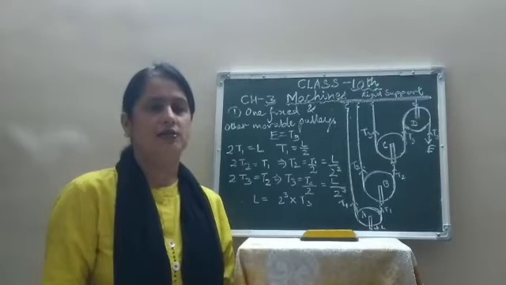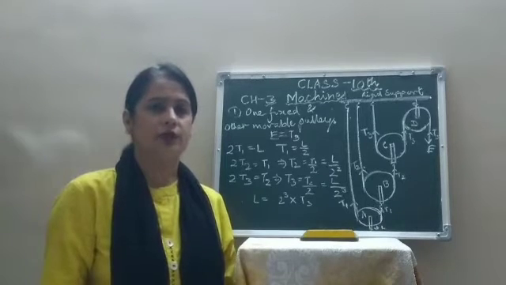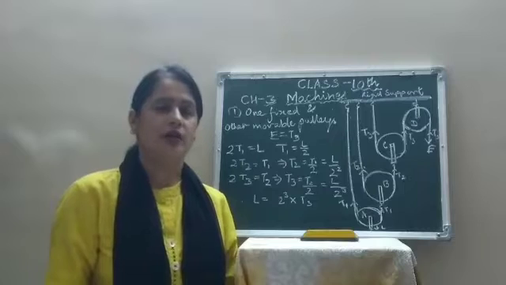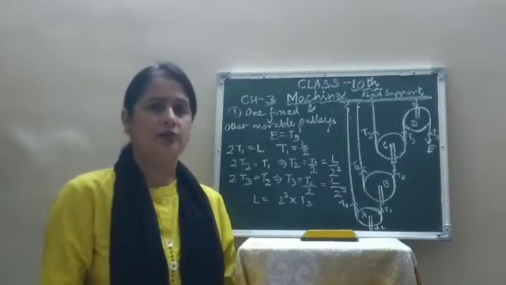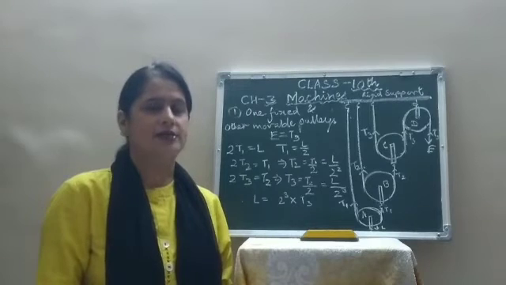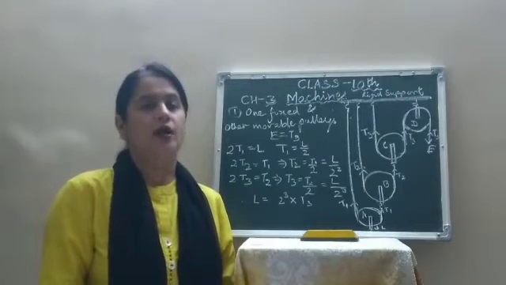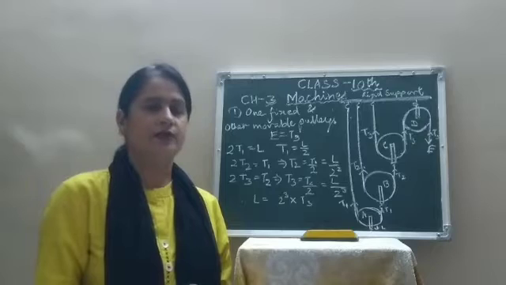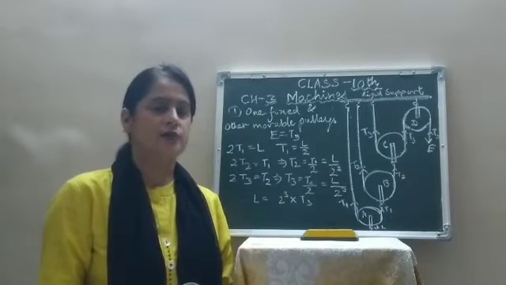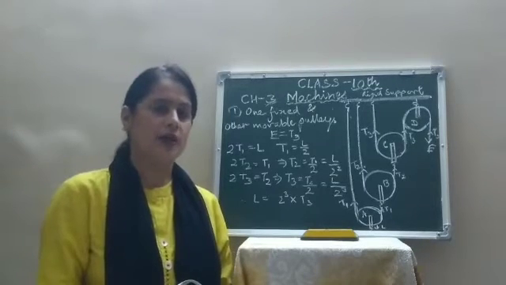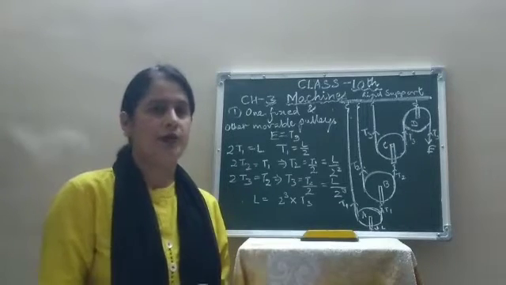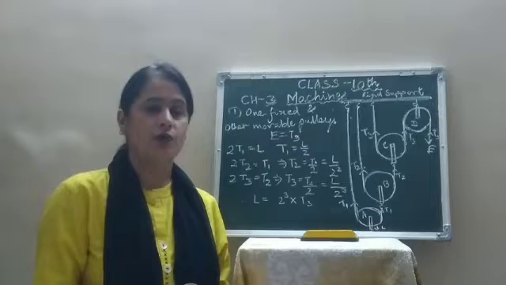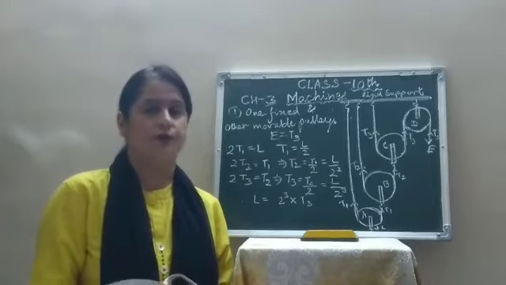In physics class, we were doing chapter number 3, machines, in which in my last video I told you about pulleys. There are two types of pulleys, single fixed pulley and single movable pulley. You also did the differences between them: a single fixed pulley has a mechanical advantage of 1 and velocity ratio also 1, but a single movable pulley has a mechanical advantage of 2 and velocity ratio 2.